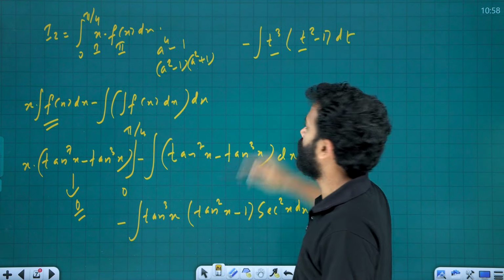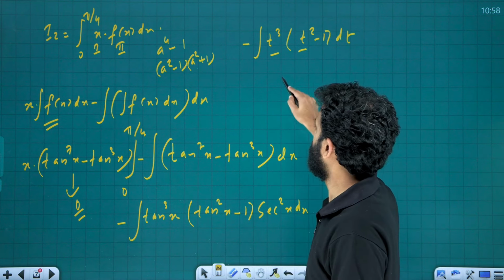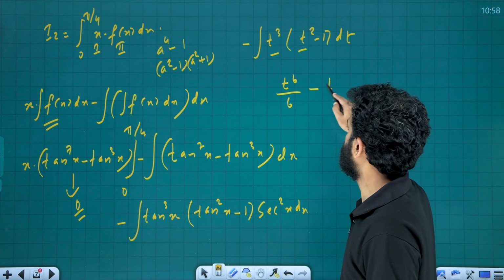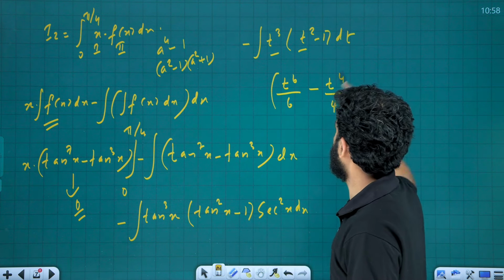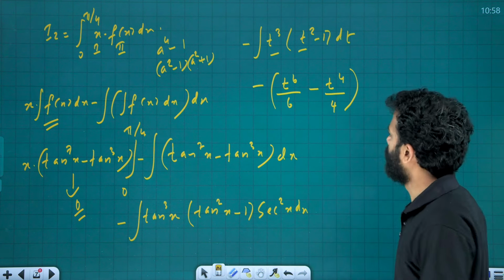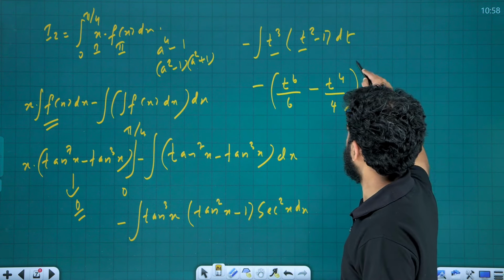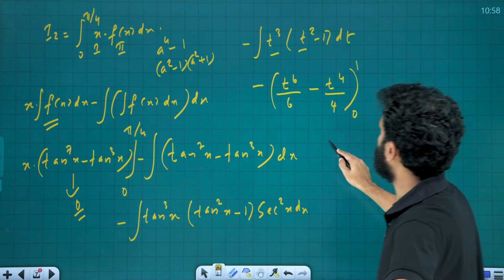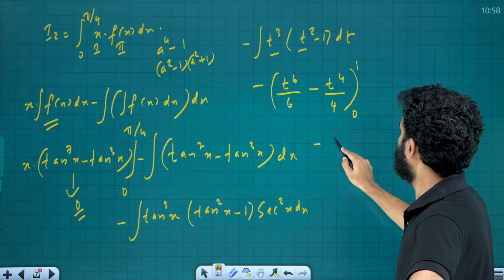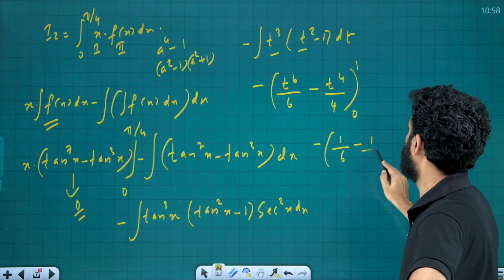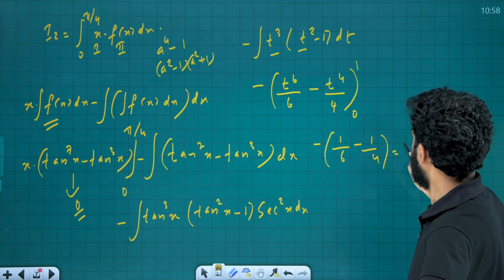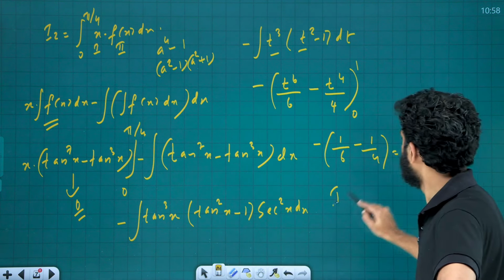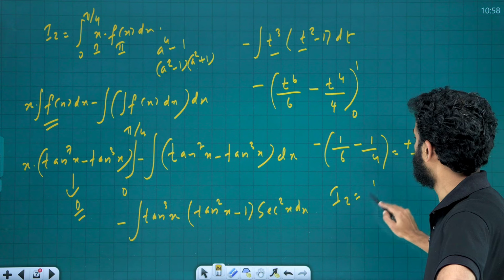So what is t cube into t square? t raised to 5, right? What is the integral of t raised to 5? t raised to 6 by 6 and minus t cube, that is t raised to 4 by 4. We put a negative here. That's all. And the limit was 0 to 1. If you put tan x is equal to t, the limit will be 0 to 1, right? Therefore, if you substitute 1 here, 0 here will get 0 only. 1 here will get 1 by 6 minus 1 by 4. That is minus 1 by 12. The answer will be minus 1 by 12. Therefore, what is I2? Sorry, positive 1 by 12. Therefore, I2 will be equal to 1 by 12.